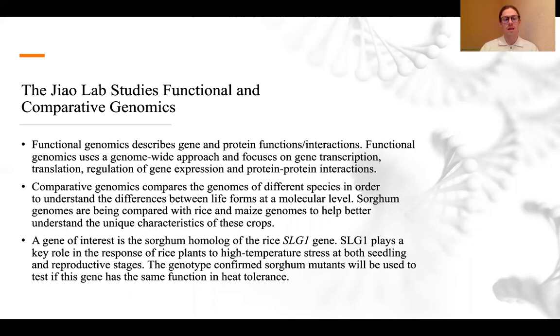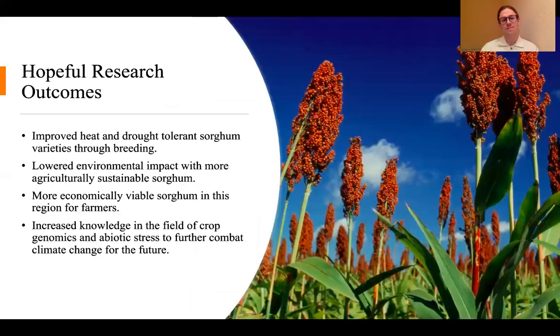Sorghum genomes are being compared with rice and maize genomes to help better understand the unique characteristics of these crops. A gene of interest is the sorghum homologue of the rice SLG1 gene. SLG1 plays a key role in the response of rice plants to high temperature stress at both seedling and reproductive stages. The genotype-confirmed sorghum mutants will be used to test if this gene has the same function in heat tolerance.